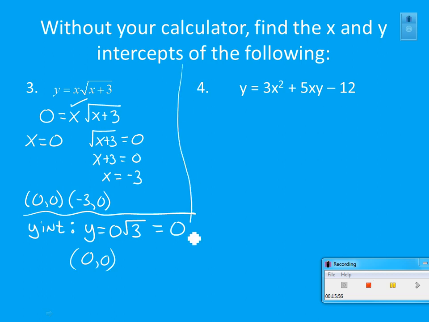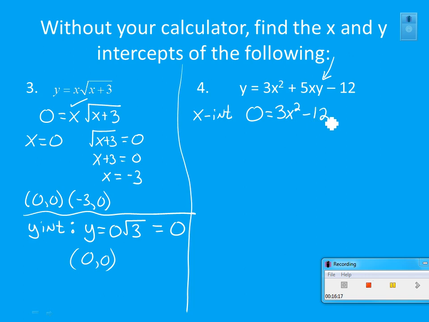Here's your number 4. This would be one that the calculator couldn't bail you out on. But the steps are really easy. To find the x-intercept, we're going to let y be 0. So look at what I'm going to have. I'm going to have 0 equal 3x squared. If I let y be 0, 5xy is out of there. So minus 12.